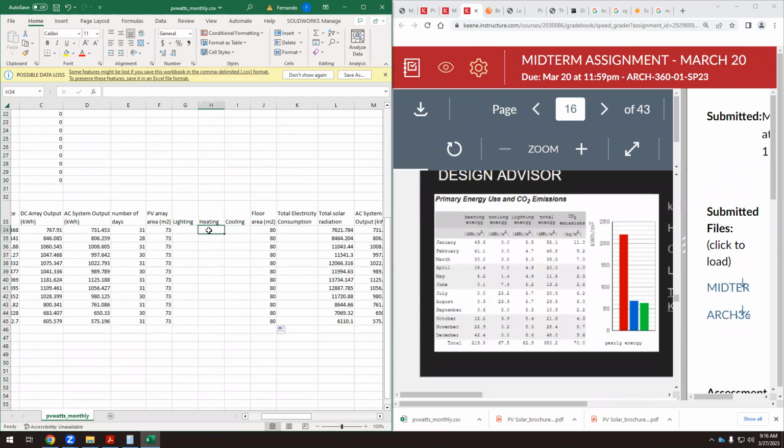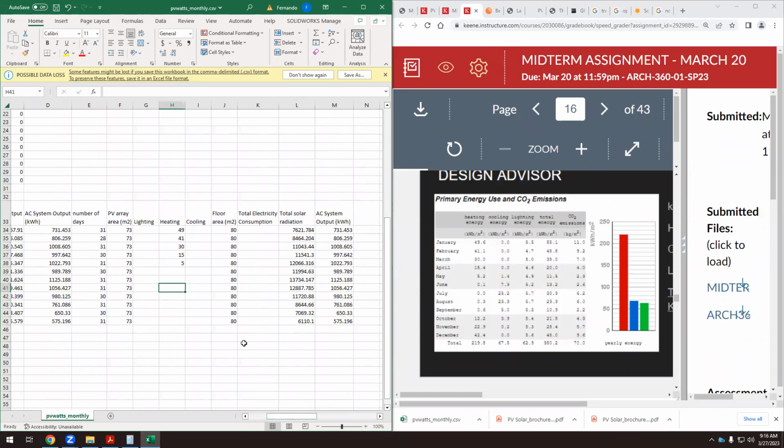In January, we have 49. In February, we have 41. In March, we have 30. In April, 15. In May, 5. In June, July, it's 0. In August is 0.3. In September, it's 0.6. And then we have 12, 22, and 42. Okay, so that's the heating in kilowatt hours per square meter.